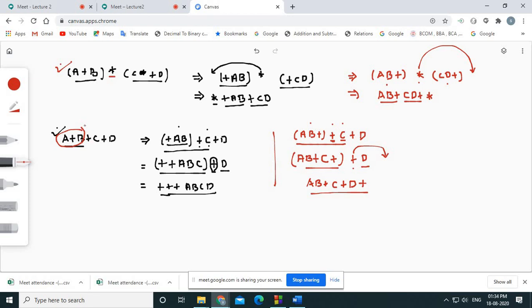And what will be the prefix of this? It will be plus plus plus A B C D. Clear this one? Fine. So this is how the expression is converted into either prefix or postfix on the basis of what expression is given to you in infix order, right?